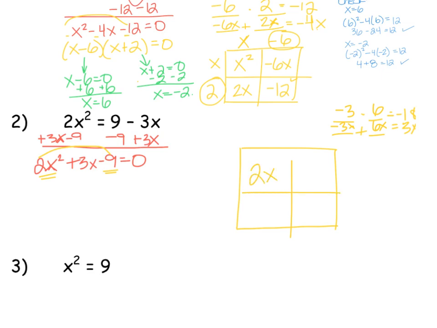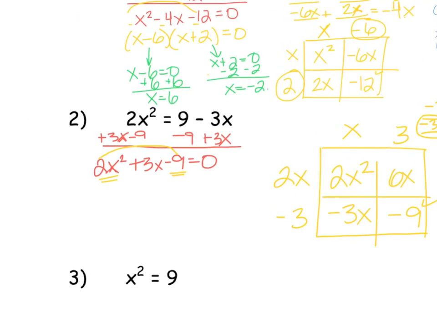So 2x squared top left, negative 9 bottom right, and then my negative 3x and my 6x go in these extra boxes. GCF on the top row will give me a 2x. GCF on the bottom row gives me a minus 3. 2x times x is 2x squared. 2x times 3 is 6x. And I'm going to check with my 3 times negative 3 is negative 9.